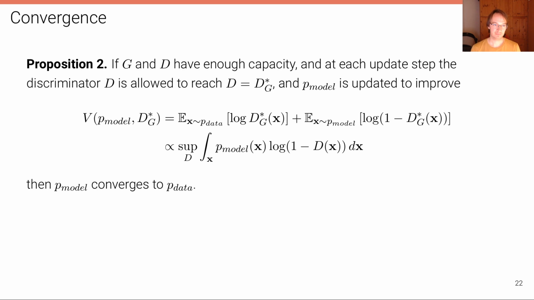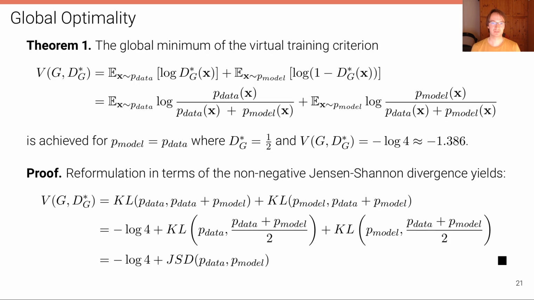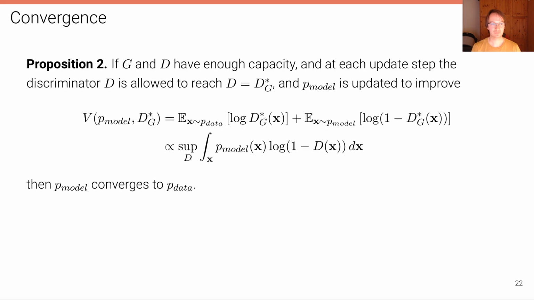Now the final theoretical result is on convergence. We've shown what the global minimum is, but do we actually converge to the global minimum? And this is proposition 2, and maybe makes the strongest assumptions of all these criteria. The proposition goes as follows.